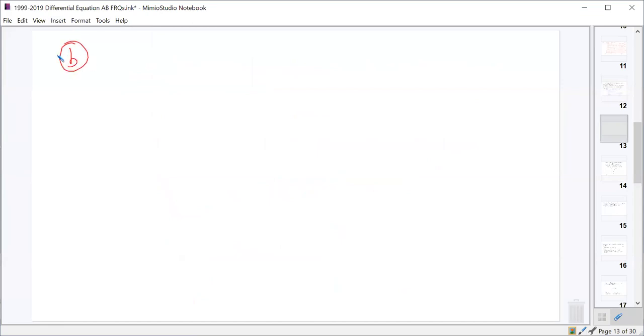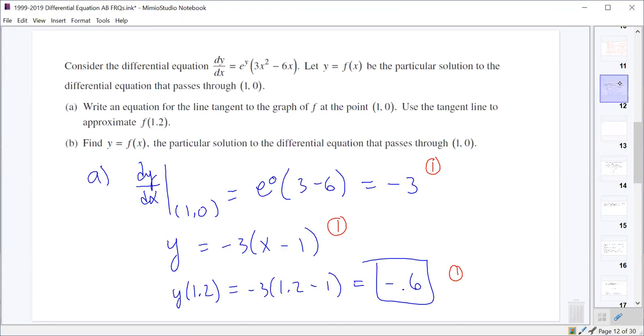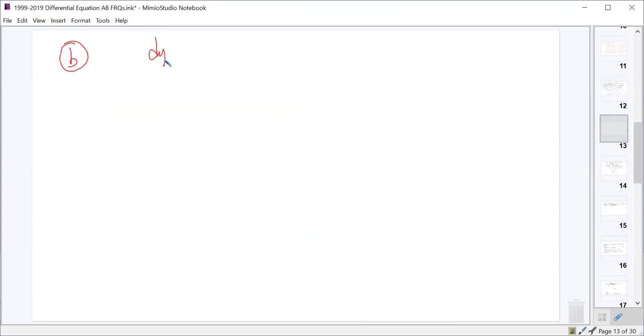All right, for part B, we're just going to solve the differential equation. So step 1 will be to separate the variables. We'll bring the e to the y to the other side. So 3x squared minus 6x dx.